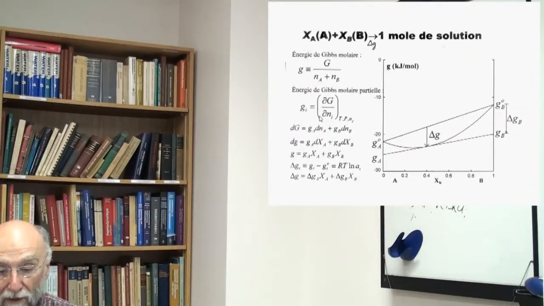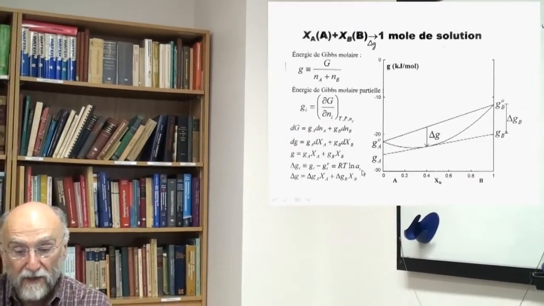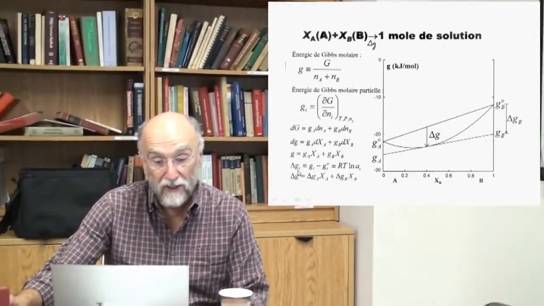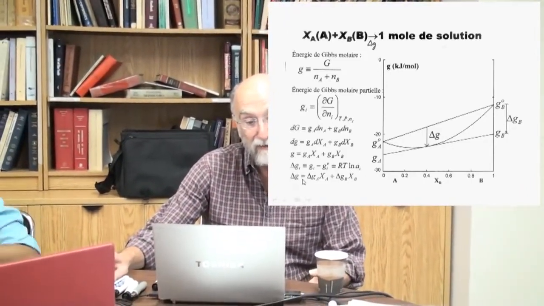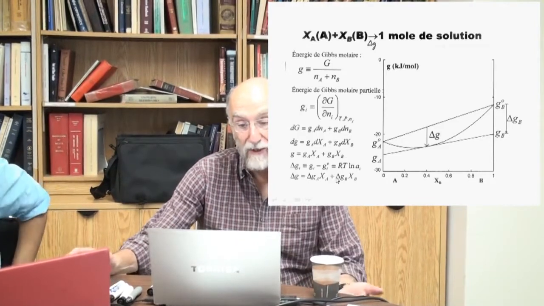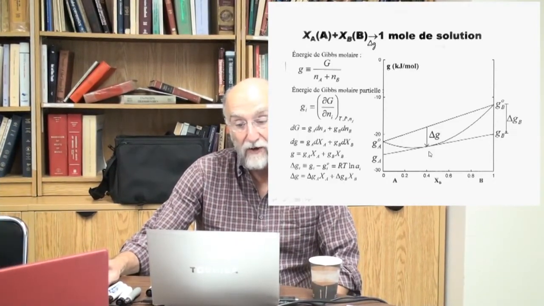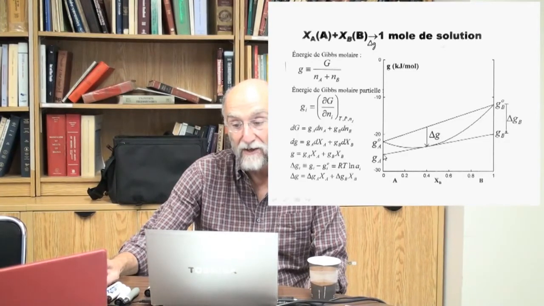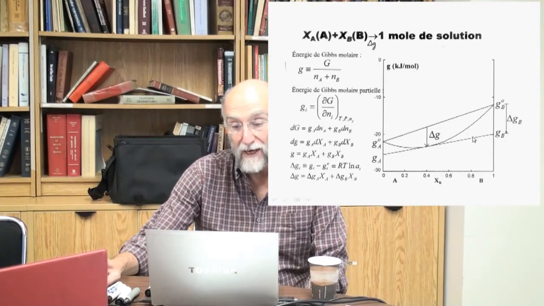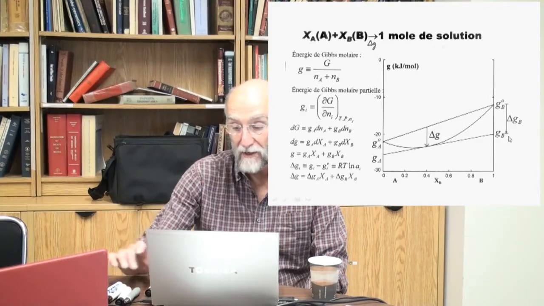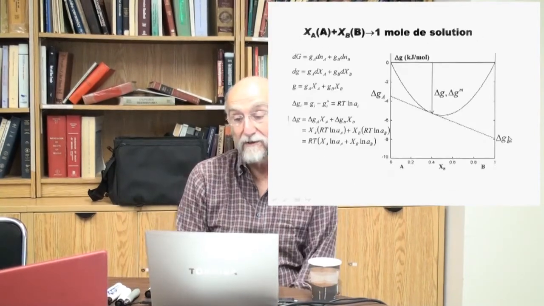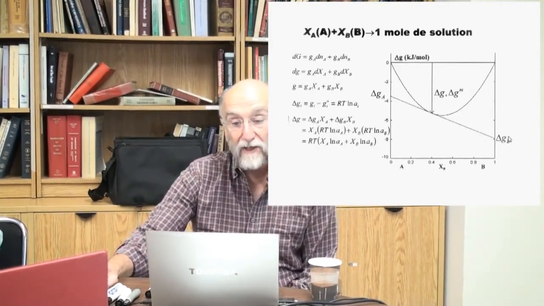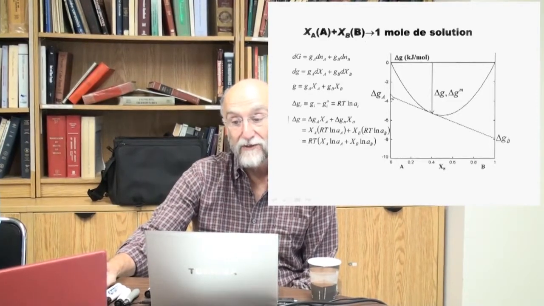So ΔGi is RT log activity, or this is Δμi. The integral Gibbs energy of mixing is the weighted sum of the partial Gibbs energies of mixing. This is ΔGA here, this is ΔGB here, the tangent construction. Or you can do a ΔG mixing, and then this is ΔGA mixing, and this is ΔGB mixing.